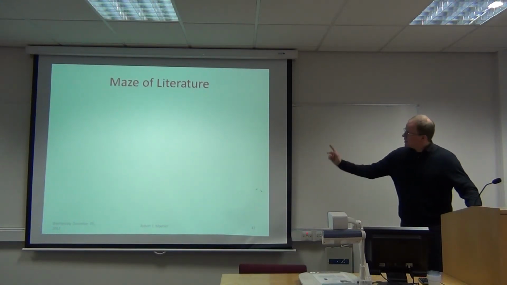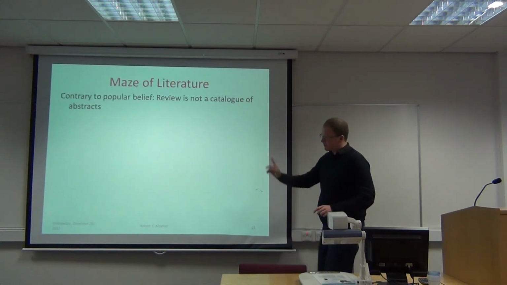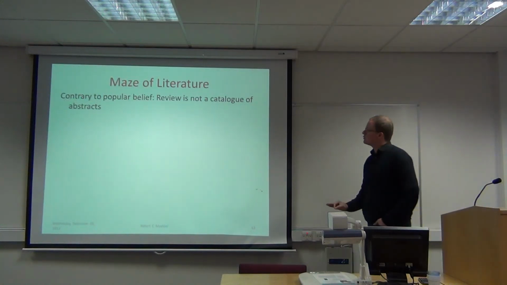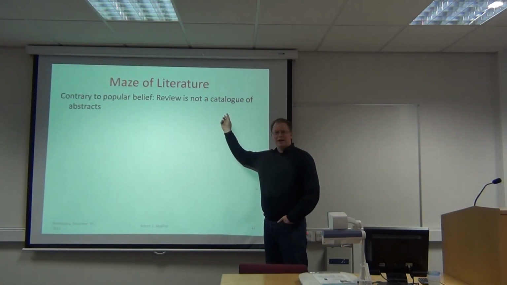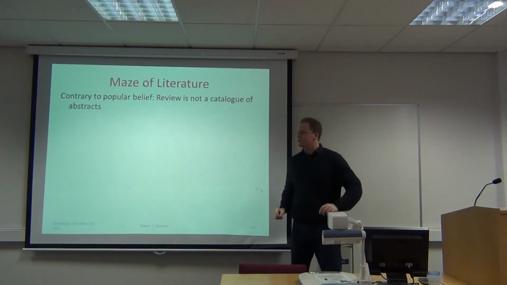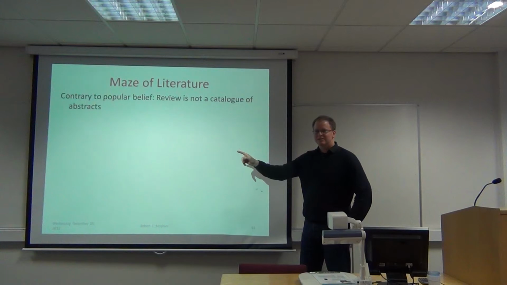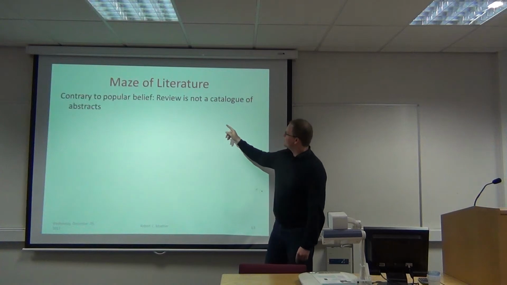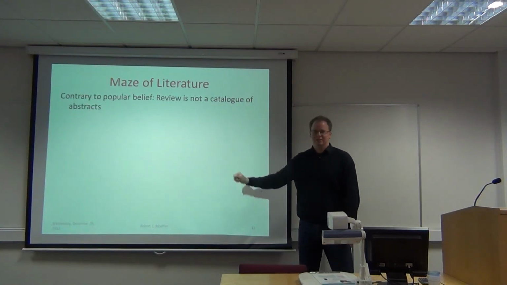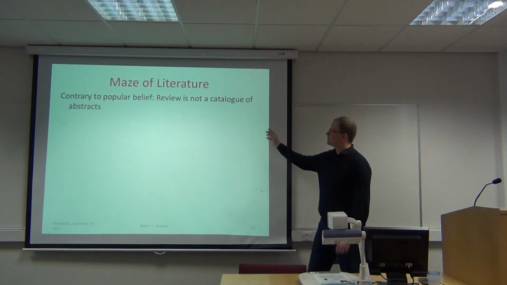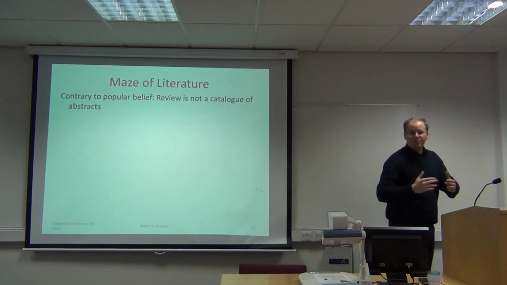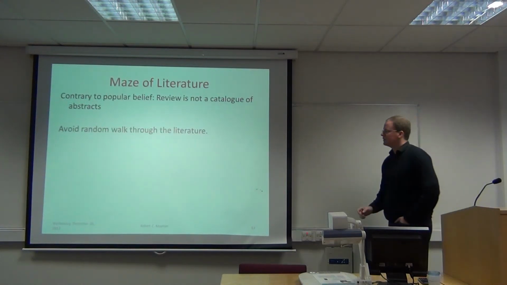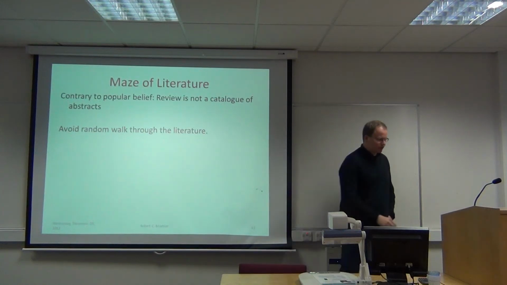There's a danger with this. There's a maze of literature. So this is very important. Contrary to popular belief, the literature review itself is not a catalogue of abstracts. I have my American colleagues always tell me, oh, Robert, abstracts, those are our good students. They say, contrary to popular belief, a review is not a catalogue of titles. I didn't know that was an option. But this is the joke. You should go beyond that. You should read the paper or come to terms with what they actually found out and how they found that out. So avoid the random walks through the literature, very important.